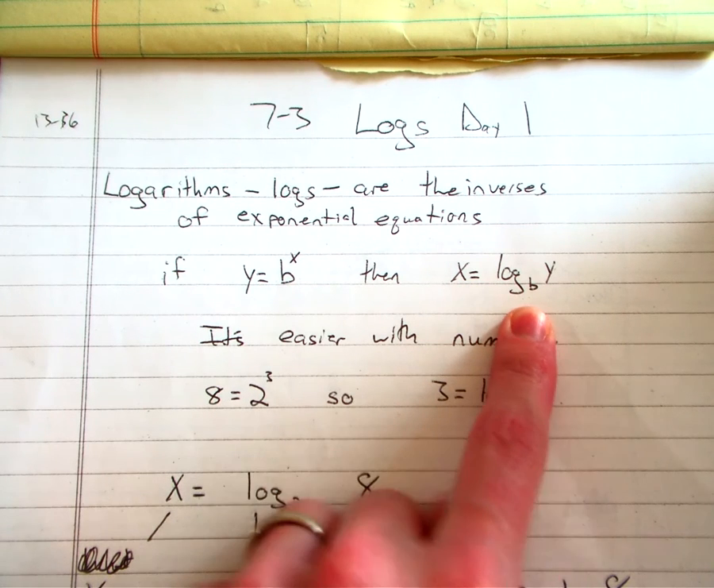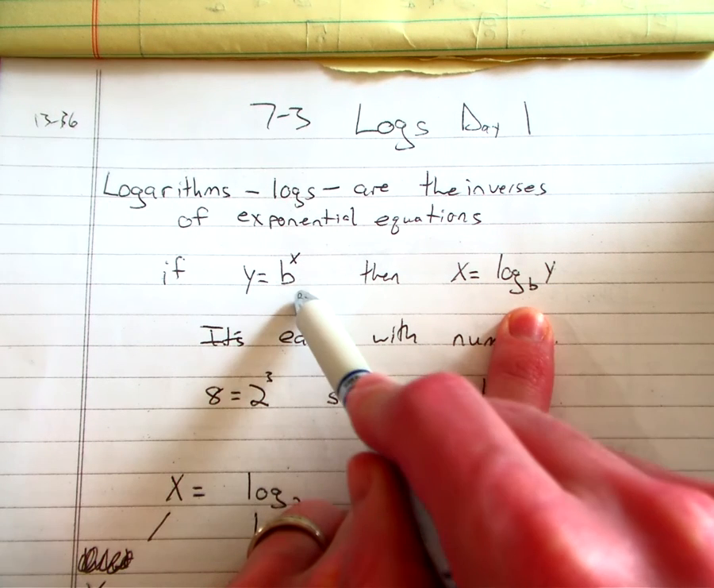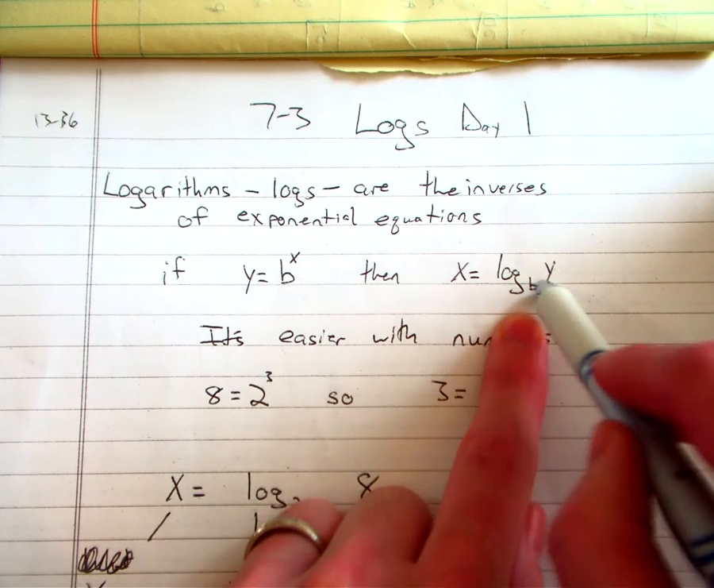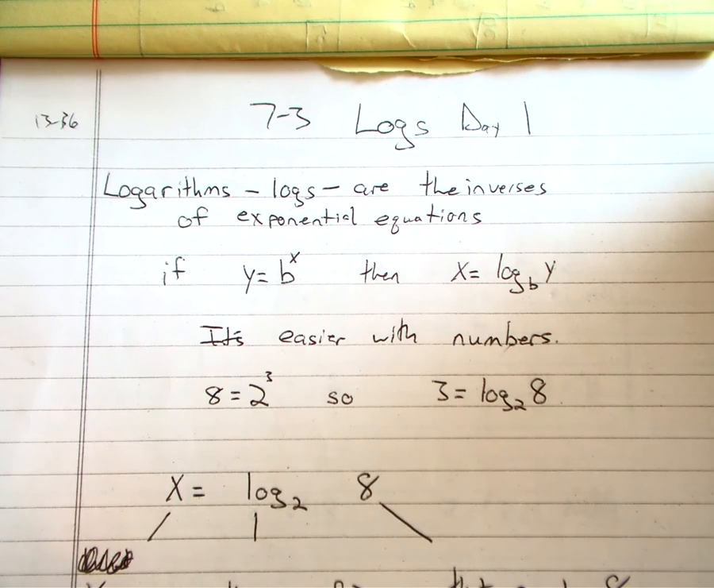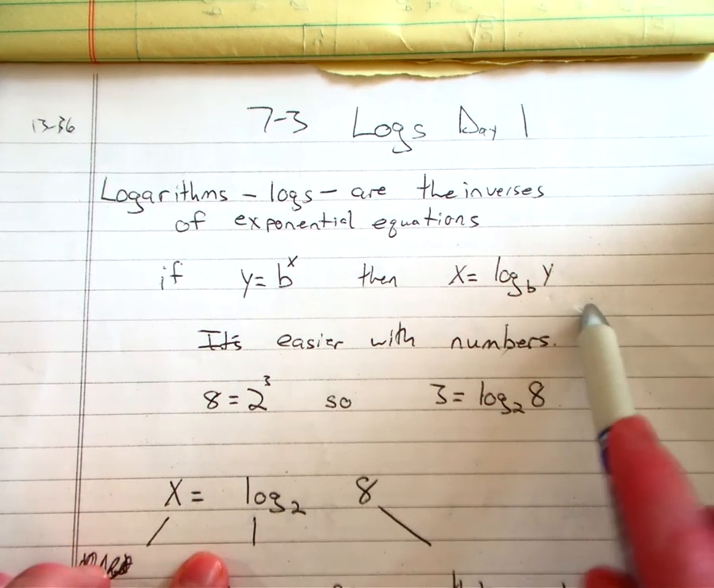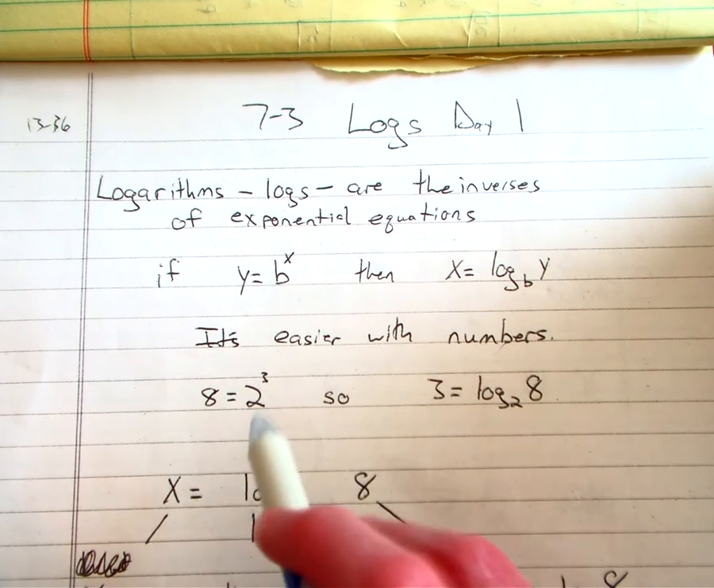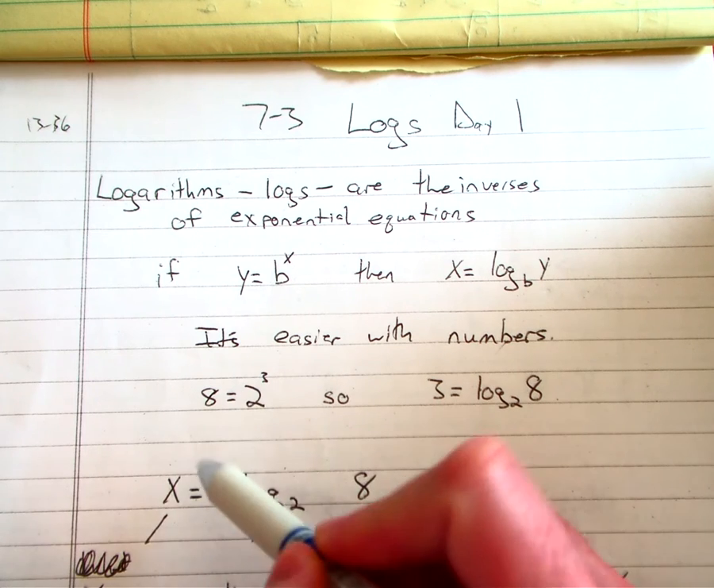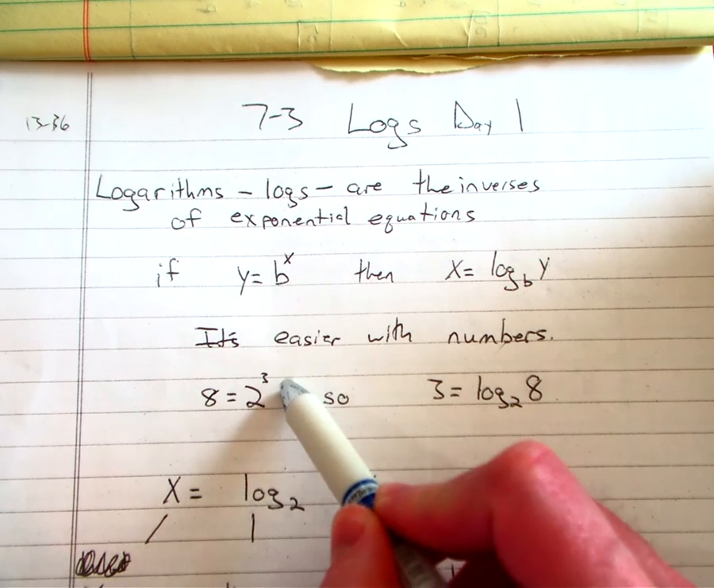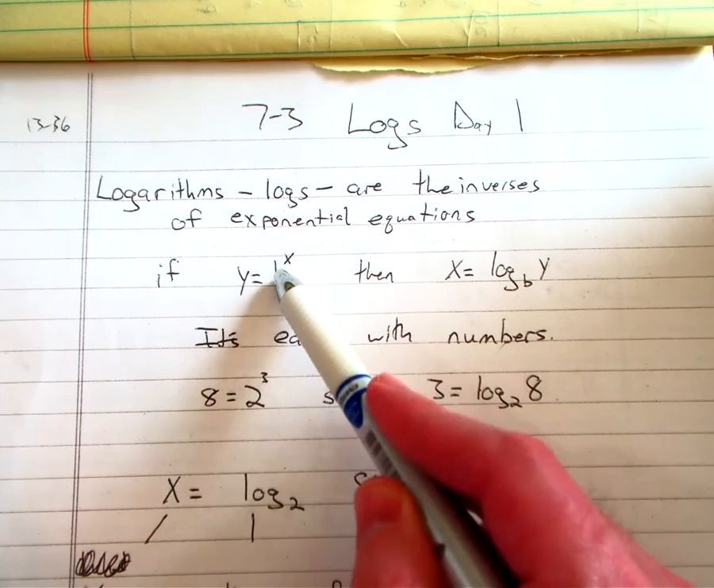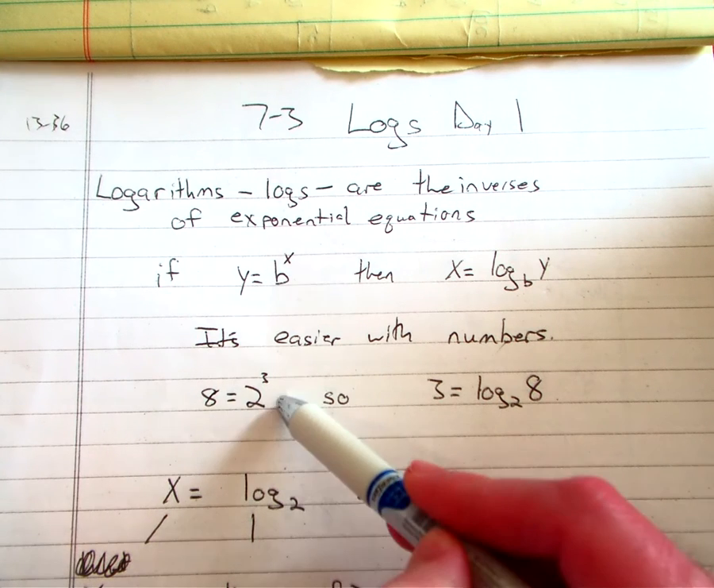Log base b, this little b is your big B from over there, and then your y here is this y there. All right, confusing with all those numbers and letters and words in there. So it's easier when it's just numbers. All right, look at this. 8 equals 2 to the third power. Exponential equation. 8 equals 2 to the third power.